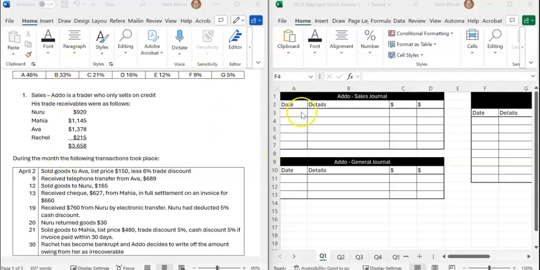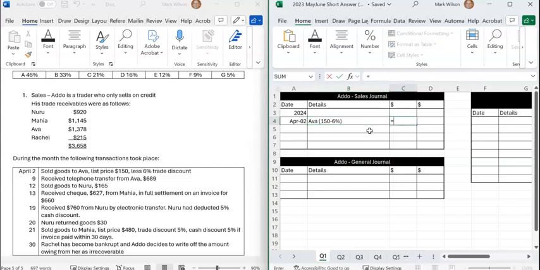So that's this one here. I'm going to type 2024 at the start just to get the year right, and we'll put April. And the first one sold actually was this one on April the 2nd. So we'll put April 2nd. And we sold there to Ava. So we're just going to type in Ava, the person that we sold to. We've got a trade discount though. So the trade discount will go in the sales journal because we're not selling it for 150, we're selling it for 150 less 6%. And probably a good idea for you to go 150 minus 6%.